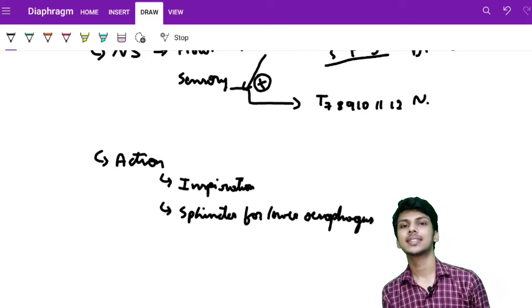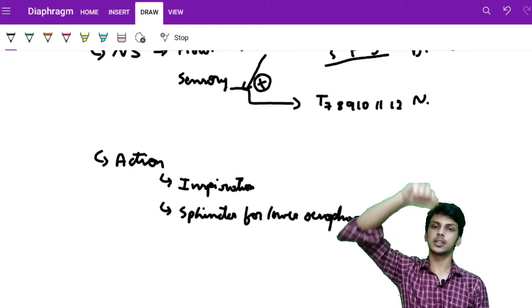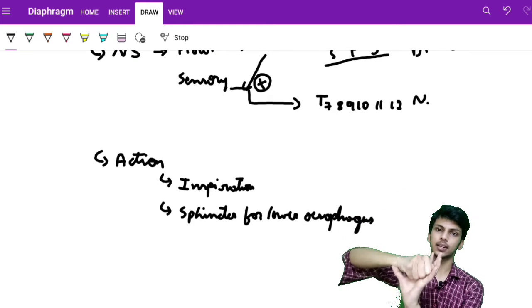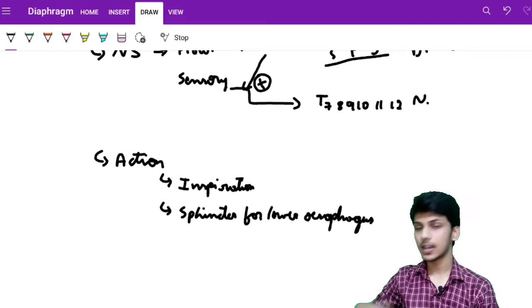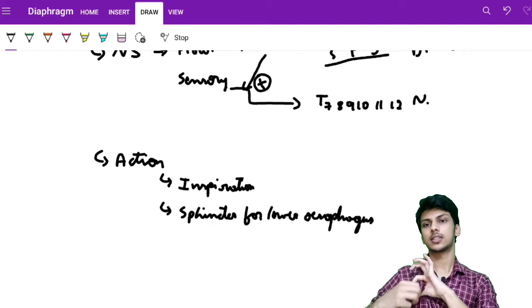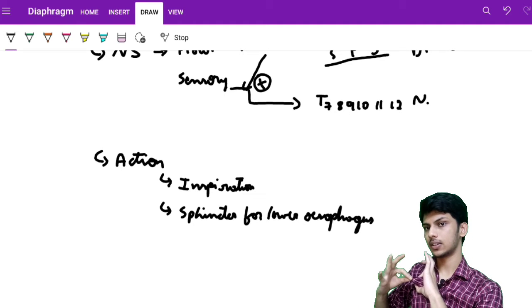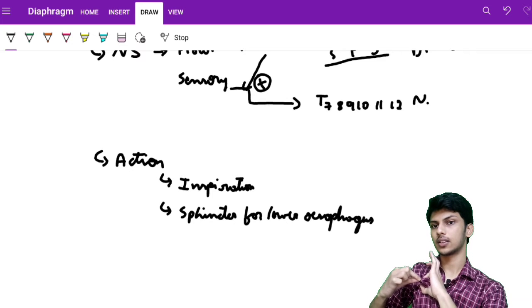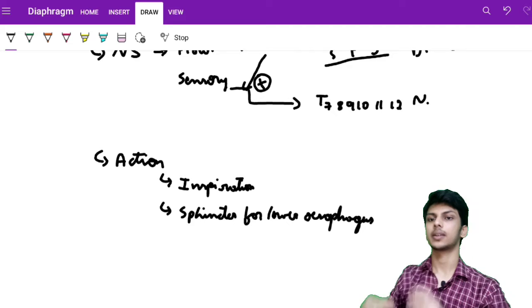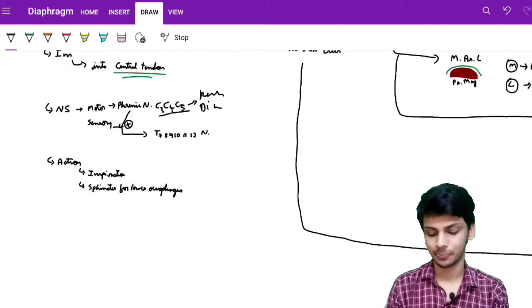Now what's the action? See guys, origin is here, insertion is here, and it's dome shaped. So if it contracts, the dome will come down. Imagine this is the circumference, and this is a dome-shaped muscle. It's in the relaxed state. If it contracts, it becomes like this. Relax, contract, relax, contract. So how is that important? We'll be discussing that too.